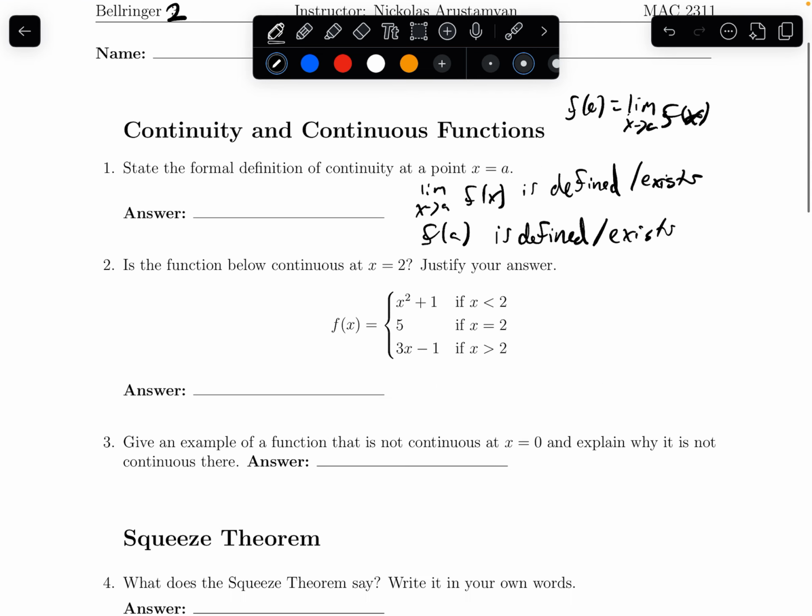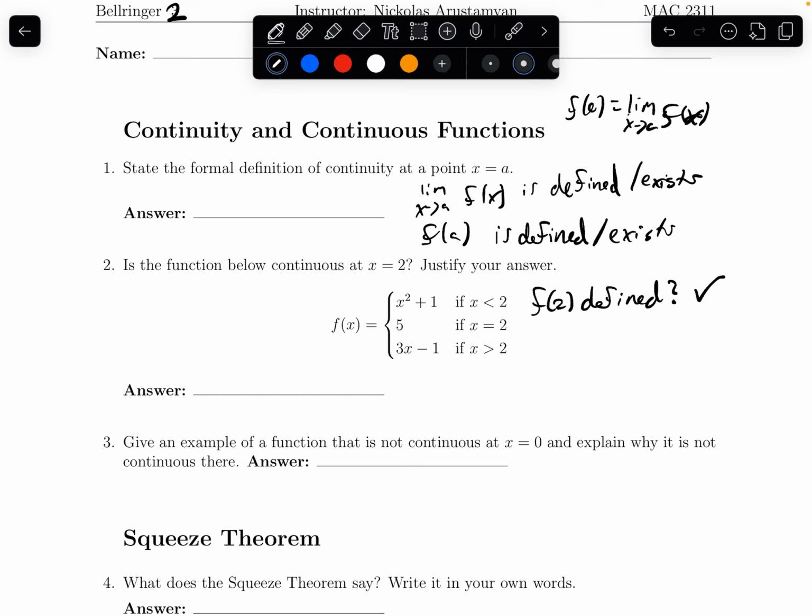Now, let's check the next one. Is it continuous? Well, we know now what the conditions are. So we need to first check: in our case, a is 2, so is f of 2 defined? Let's see. If I plug in 2, I'll get 5. So yes. Now we need to check, is 5 equal to the limit as x approaches 2 of f of x, if this guy exists? First we need to check if it exists, and then we can make sure that they equal each other. So first, let's check that they exist.